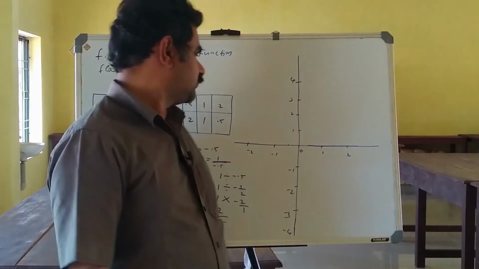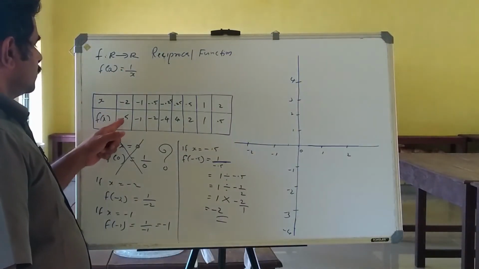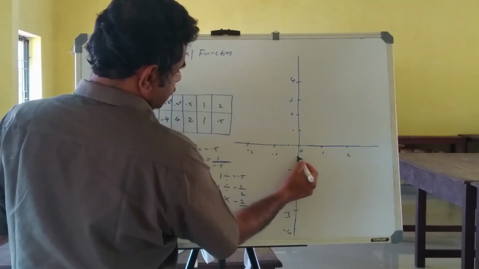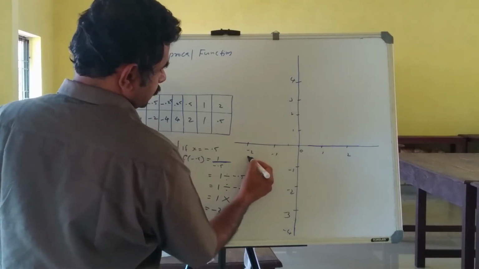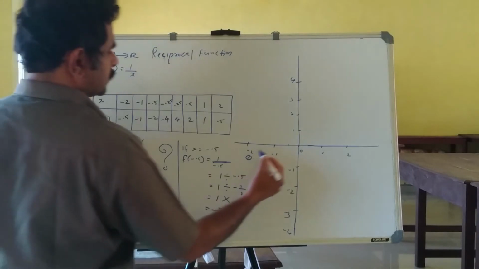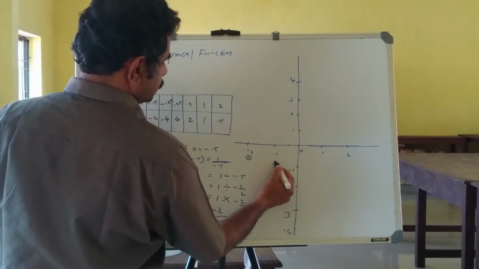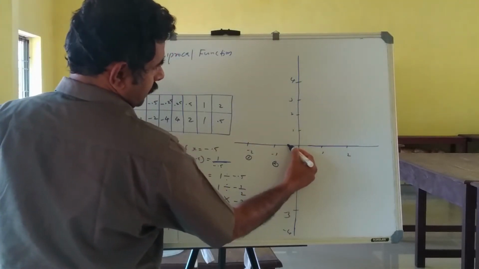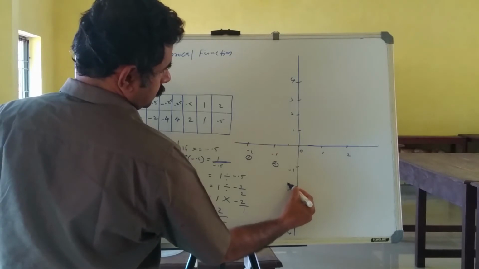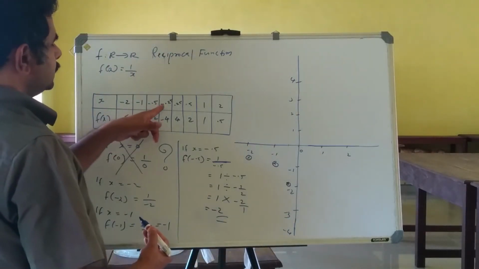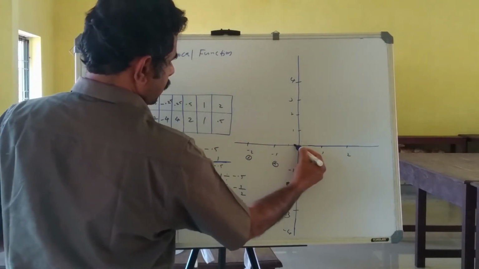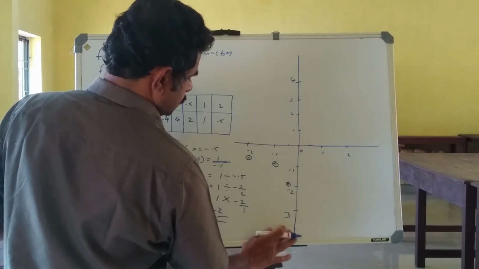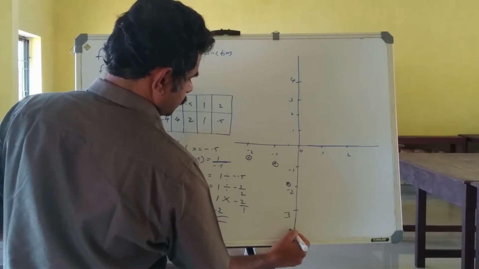And we can plot the graph. For minus 2, its y value or f of x value is minus 0.5. Minus 2, minus 0.5 means minus half. That is here. Right? Minus 1, minus 1. Minus 0.5, minus 2. Minus 0.5, this one. Minus 0.25, minus 4. Here. It is minus 4.